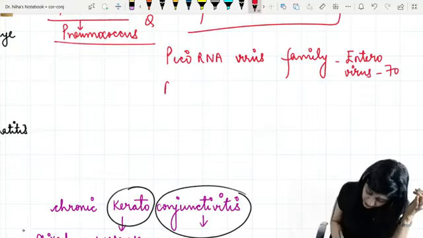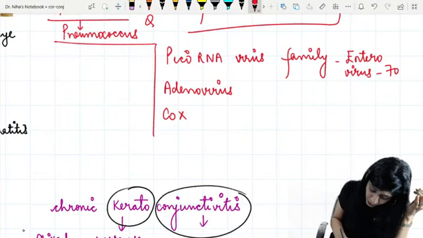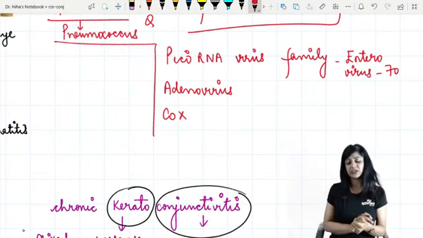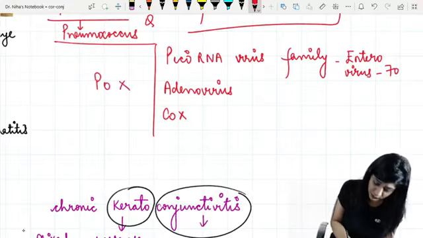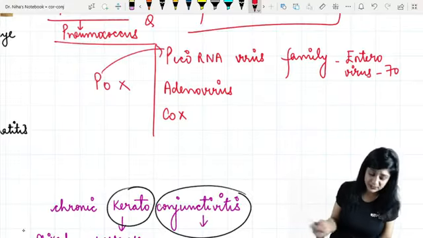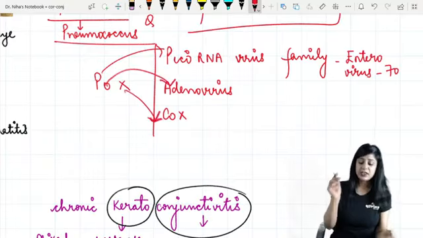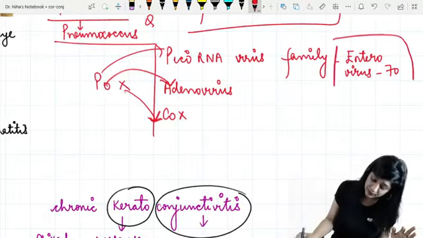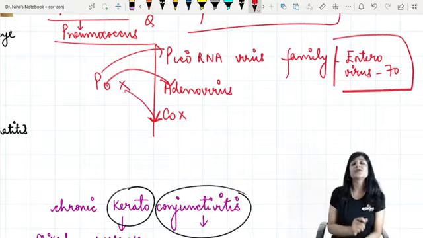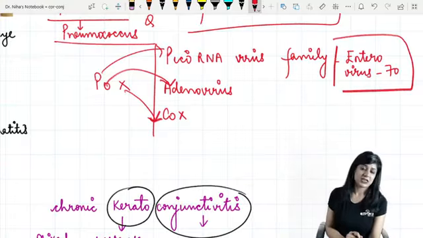Then we can have the adenovirus, and then we also have the Coxsackie virus. Always remember, we have these three. Like the word POX: P for picornavirus, then A for adenovirus, and then X is the Coxsackie virus. So you can remember it like this. And the most important member of your picornavirus family is the enterovirus type 70.